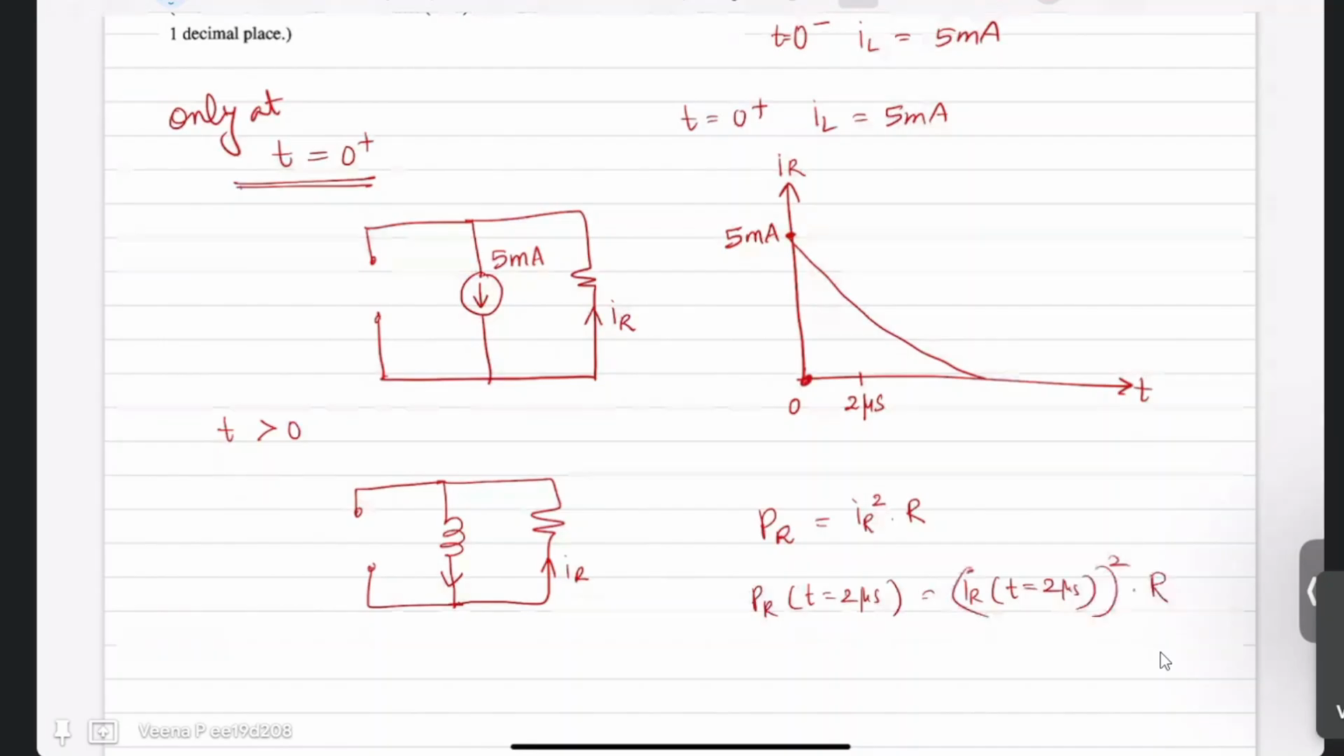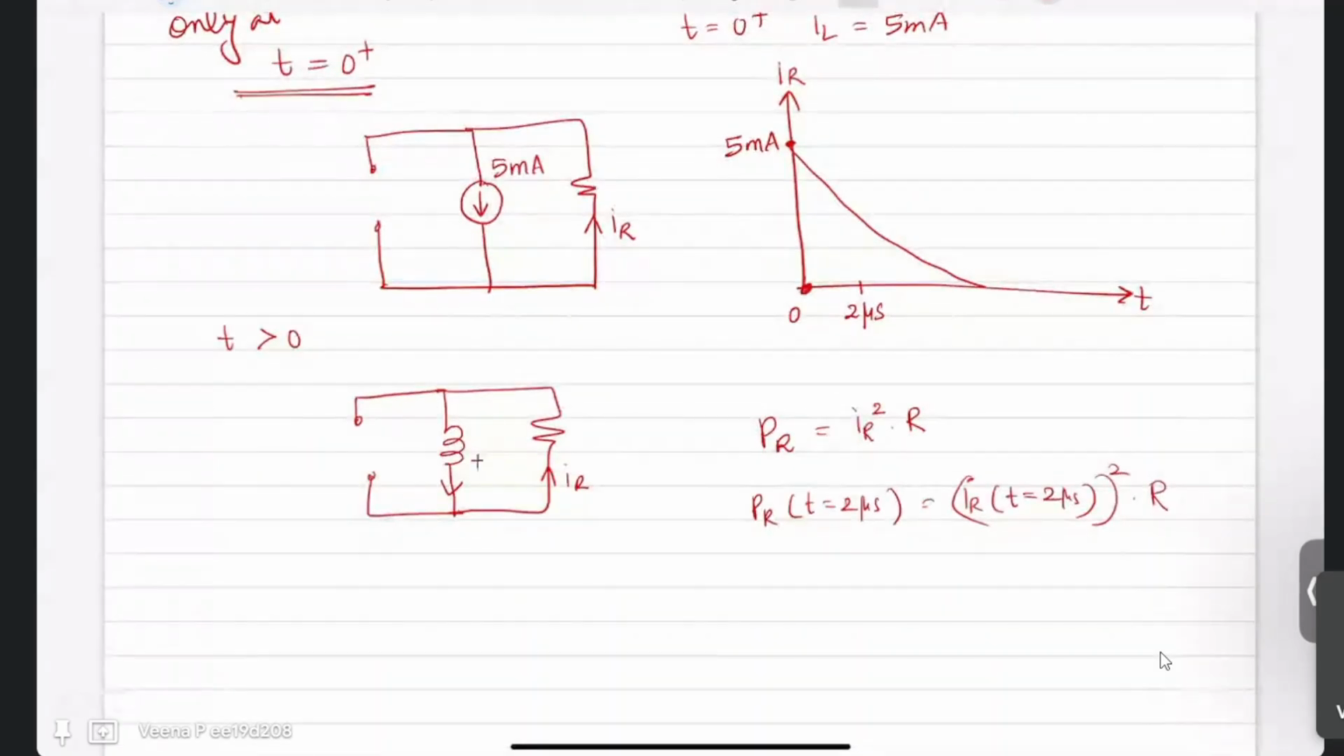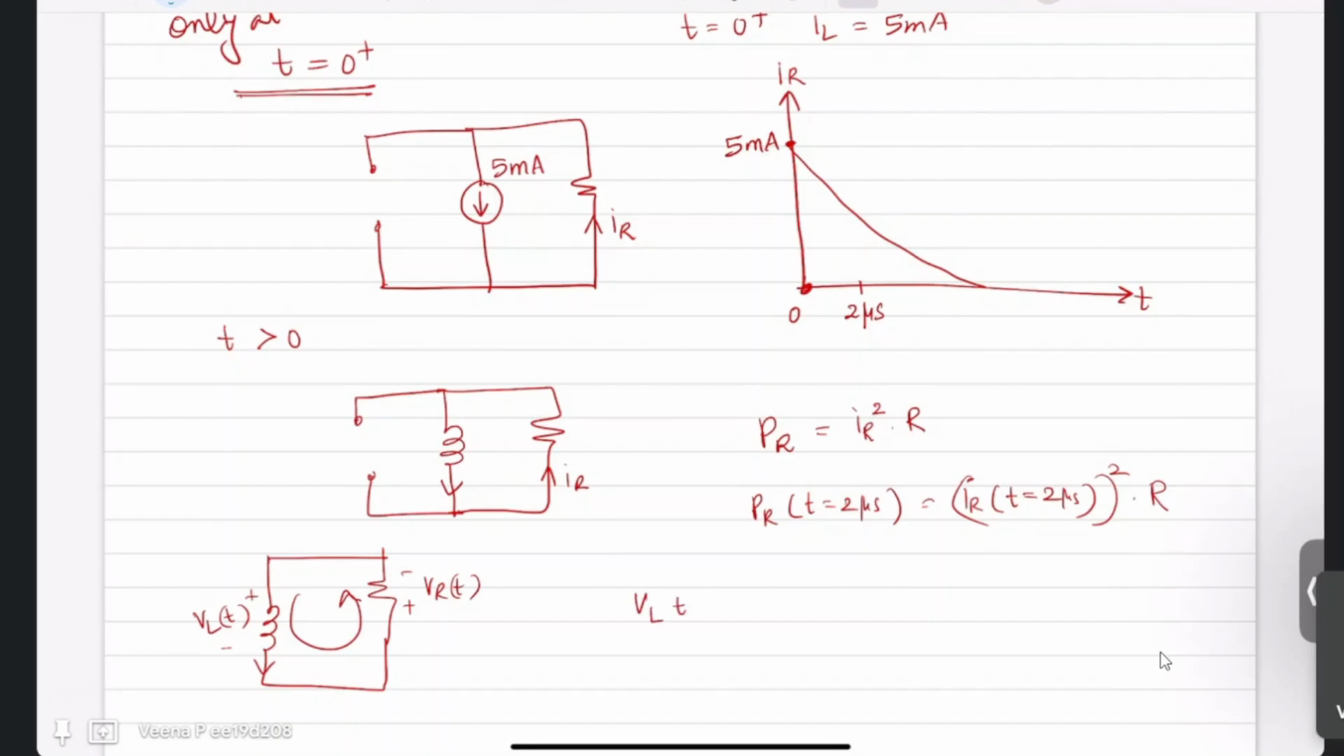For that you can try writing the mesh equation. So you have an RL circuit where your current is like this. So your VL of t is like this and your VR of t is like this. So if I apply Kirchhoff's voltage law, VL of t plus VR of t is equal to 0.